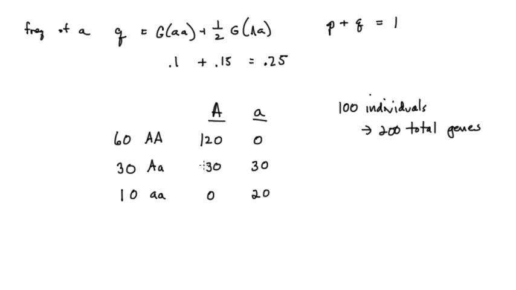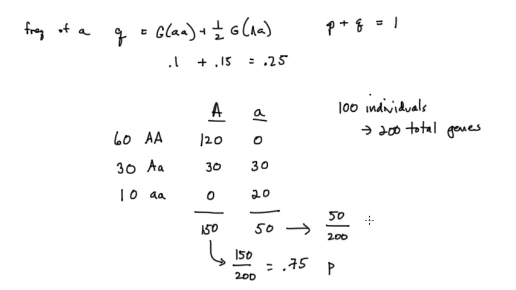Summing up the copies of big A, we have 120 plus 30 or 150, and summing up the copies of little a, we have 30 plus 20 is equal to 50. There are 200 total genes, of which 150 are big A and 50 are little a. P, the frequency of big A, is 0.75, and Q, the frequency of little a, is 0.25. Same result. So in our snapdragon population, 75% of all the genes are big A and 25% are little a.